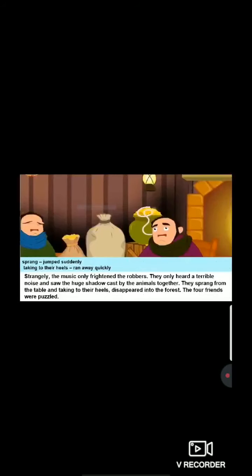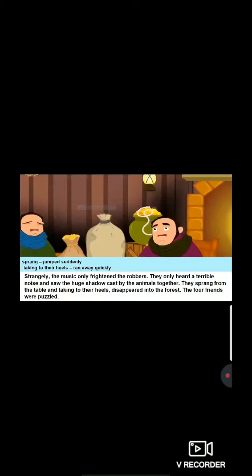Strangely, the music only frightened the robbers. They only heard a terrible noise and saw a huge shadow cast by the animals together. They sprang from the table and, taking to their heels, disappeared into the forest. The four friends were puzzled. So now here, what happened?